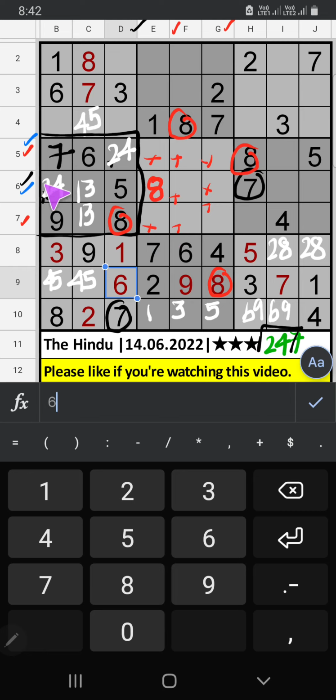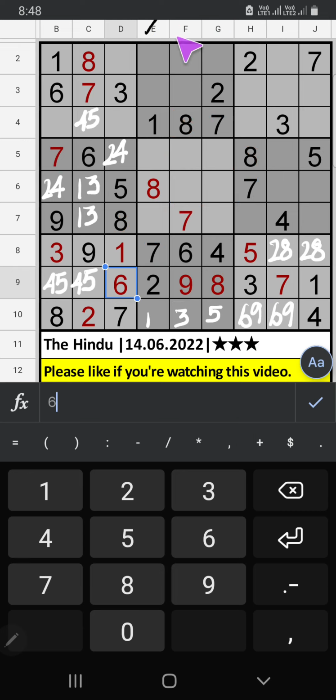5th row and 6th row, we have 7. Column E, column G, we have 7. 7 can't come in these cells. Then 7 is confirmed here. Column E, column G, we have 2. So 2 can't come in these cells. 2 will come in one of the two cells. We will confirm later.